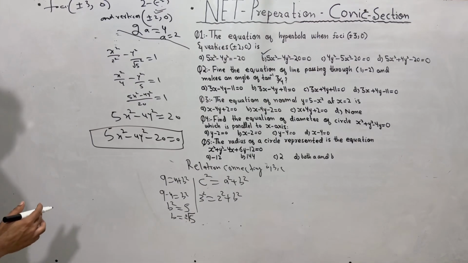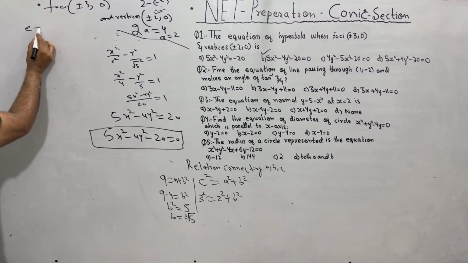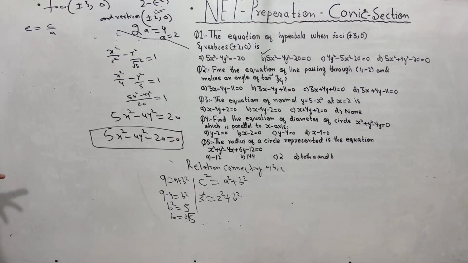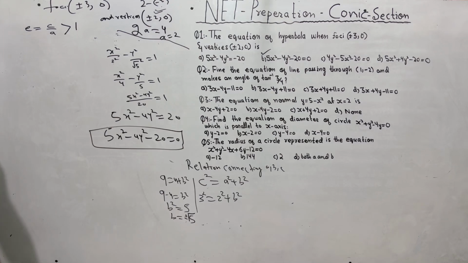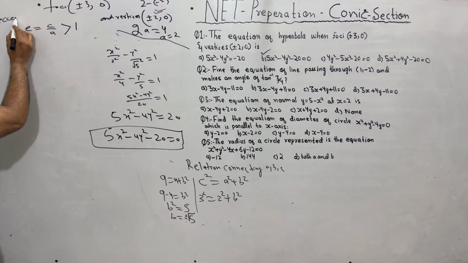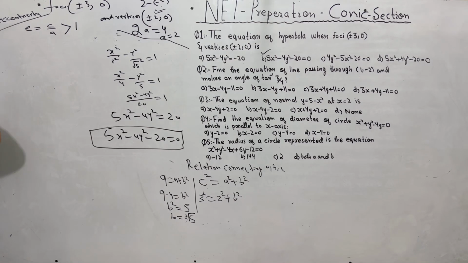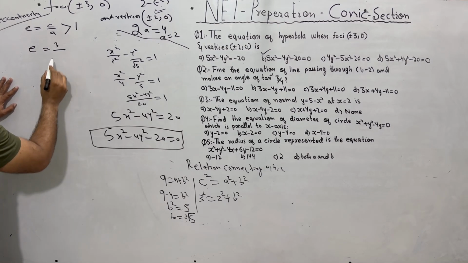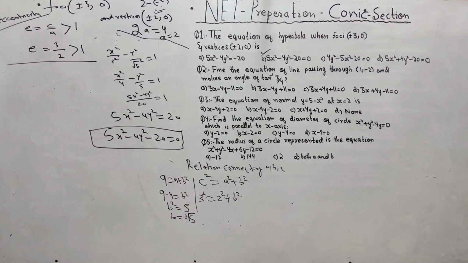Let me give you a good idea about this. The eccentricity of the hyperbola is given by c over a, and we are familiar that the eccentricity of a hyperbola is greater than 1. Here we have c is 3 and a is 2. That is 1.5. Obviously it is greater than 1.